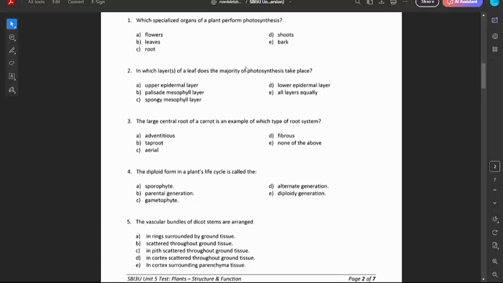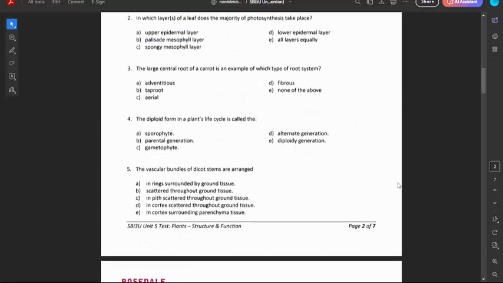In which layer does the majority of photosynthesis take place? Right away we know that there are two types of mesophyll. So we learned that the mesophyll layer is responsible for photosynthesis, and right away we can tell this one was the correct answer, because if you remember, palisade was the one that was straight up and all that, while the spongy one was just there to fill in the airspace. So B is the correct answer for number 2.